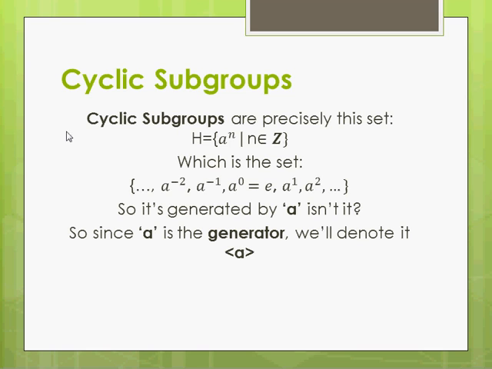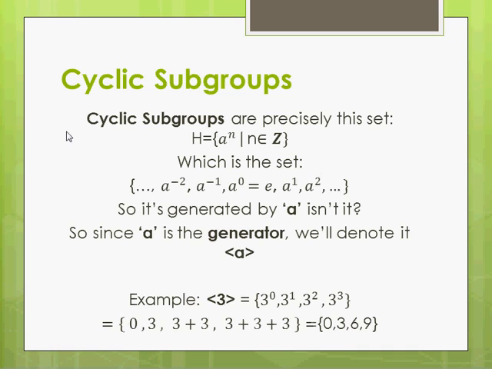Since a is a generator, we're going to use the brackets, I don't know what those symbols are called, the less than and greater than signs surrounding a. That's the notation we use to show a generator. So for example, the generator 3 is 3 to the 0, 3 to the 1st, 3 to the 2nd, 3 to the 3rd, and so forth, which is 0, 3, 3 plus 3, 3 plus 3 plus 3, which is 0, 3, 6, and 9. When we have the exponent here, remember we're talking about addition. So 3 to the 0 means 0 threes, 3 to the 1 means 1 three.